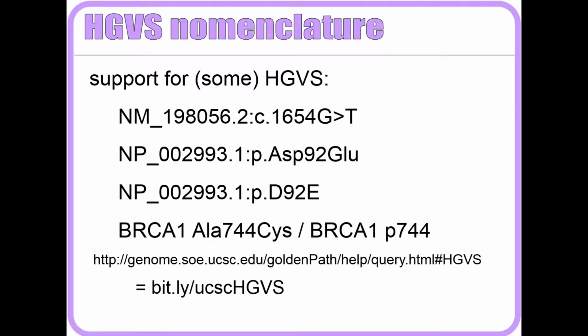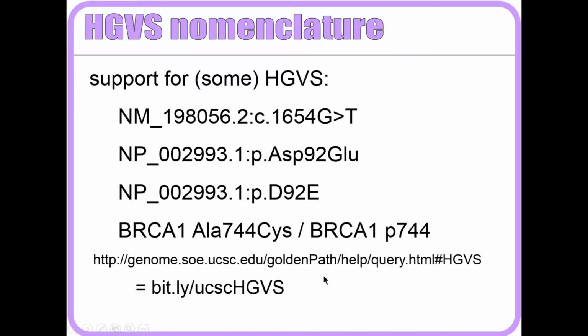We also have something that's not official HGVS, but it's useful in real time for people who know the gene and know the amino acid they want. They can use this nomenclature here, with the caveat that the isoform that we choose may not be the one chosen by the person in the paper you're reading. So if someone says alanine 744 and you go to the browser, it may not be an alanine there, because it might be in a different isoform. You can see, using this link down here, a complete list of the different kinds of HGVS that we support on the Genome Browser.